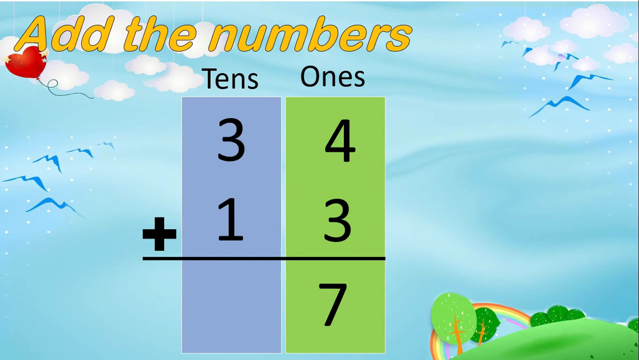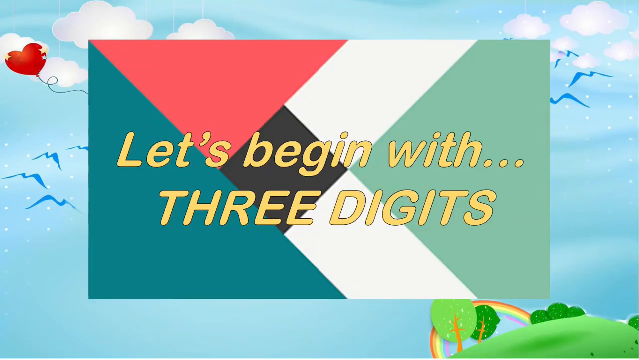Very good. How about in the tens place? 3 plus 1 is equal to 4. So we can say that 34 plus 13 is equal to 47. Okay, let's continue.